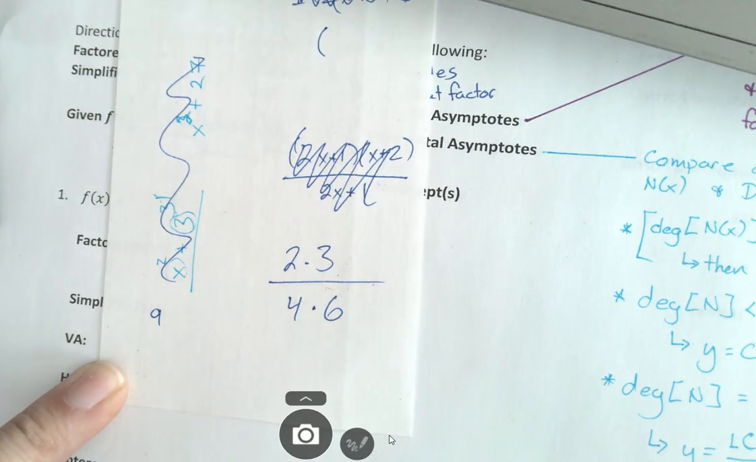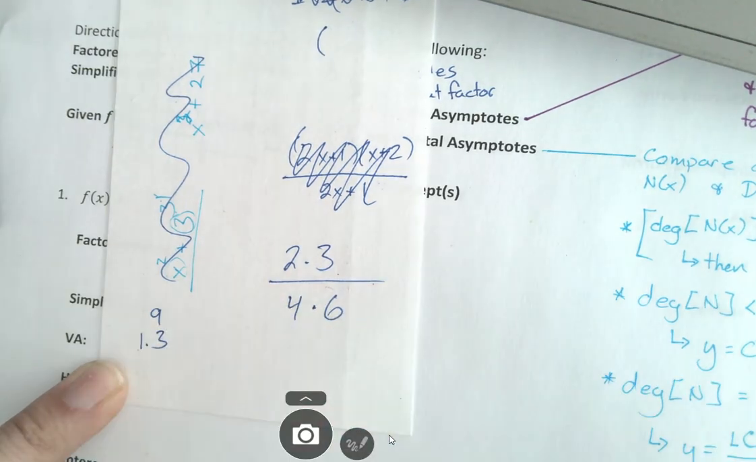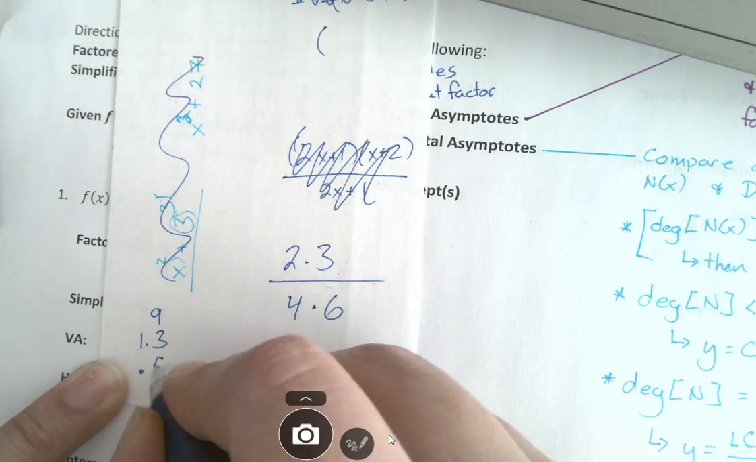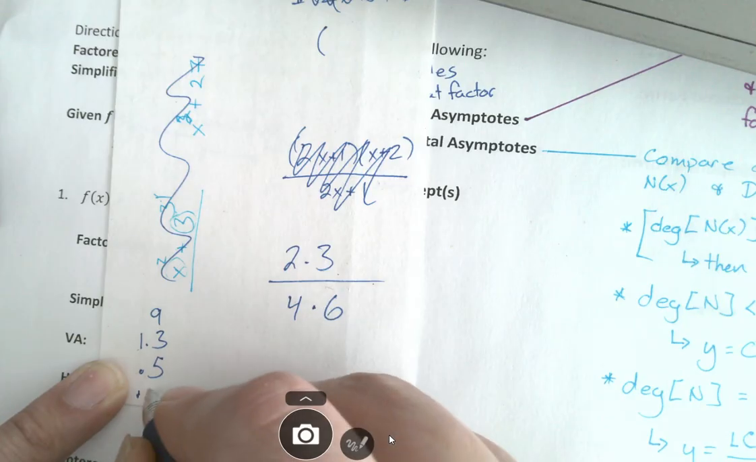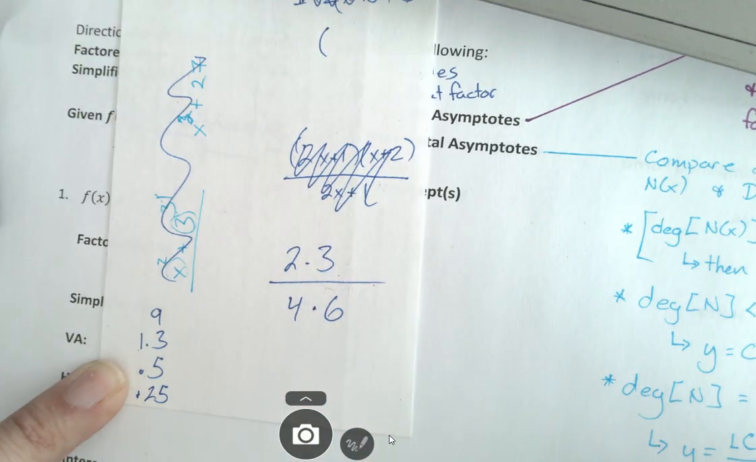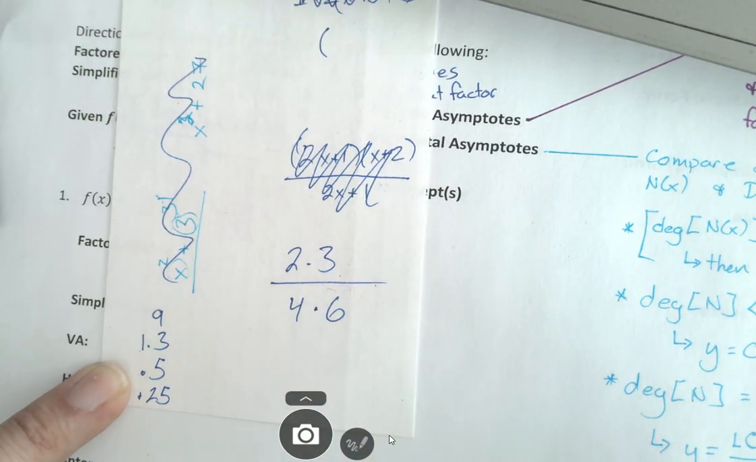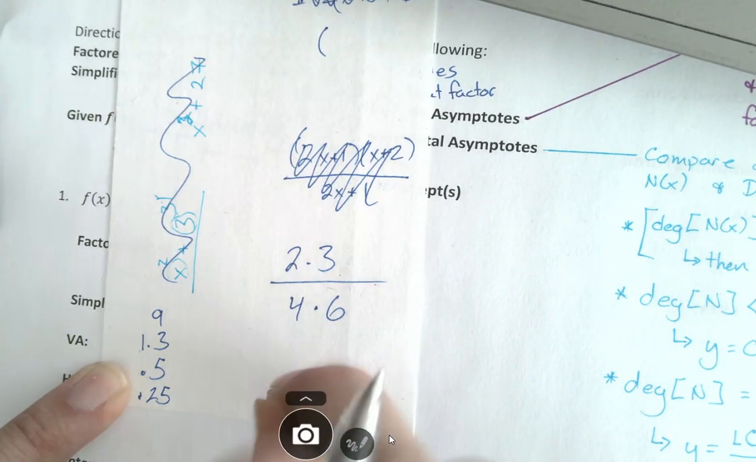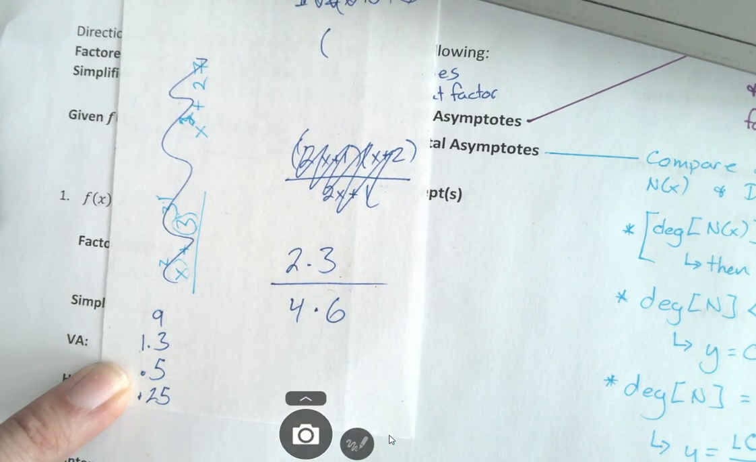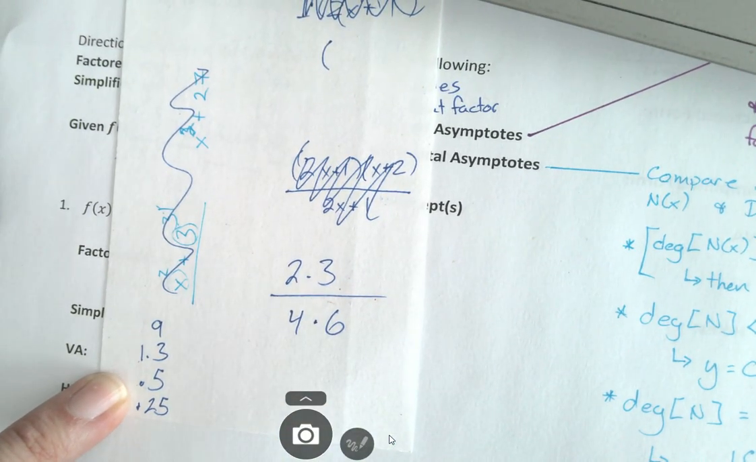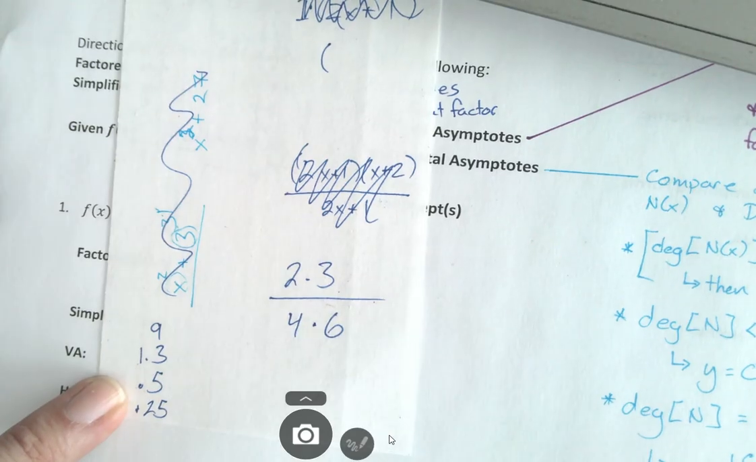Give me one of the things you get. 9. Give me another one. 1.3. Give me another one. 0.5. Give me another one. 0.25. Good news, or bad news, I don't know: 4 people, 4 answers. But good news is I figured something out. One of these is right. It is not 9. 0.5.